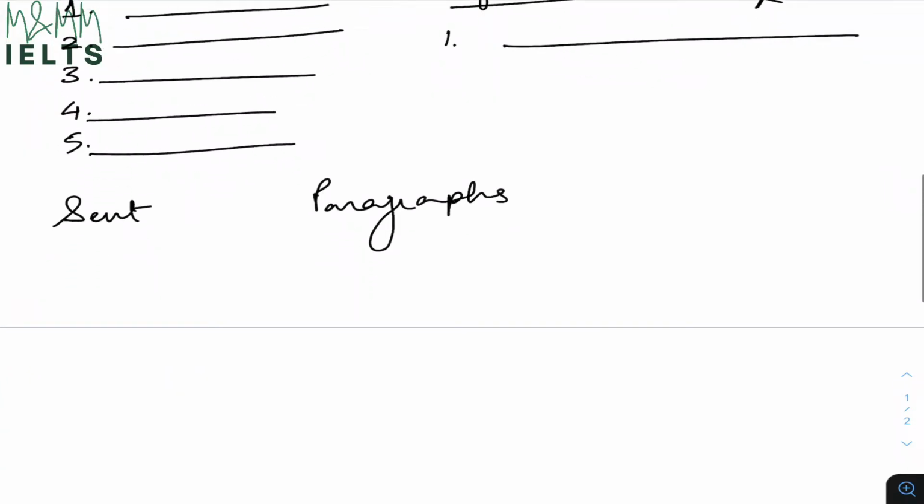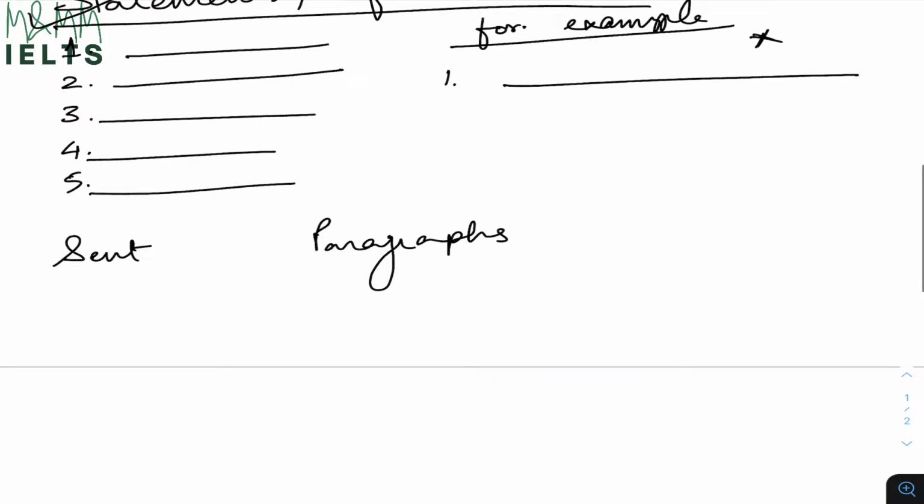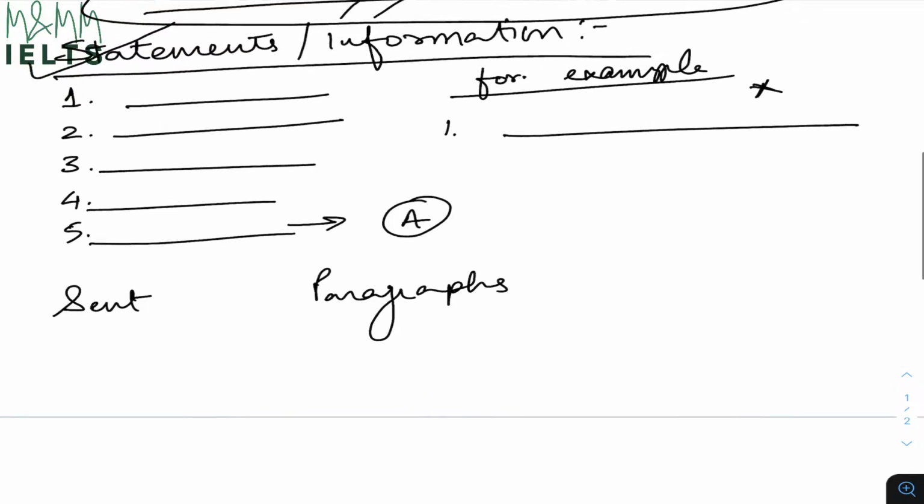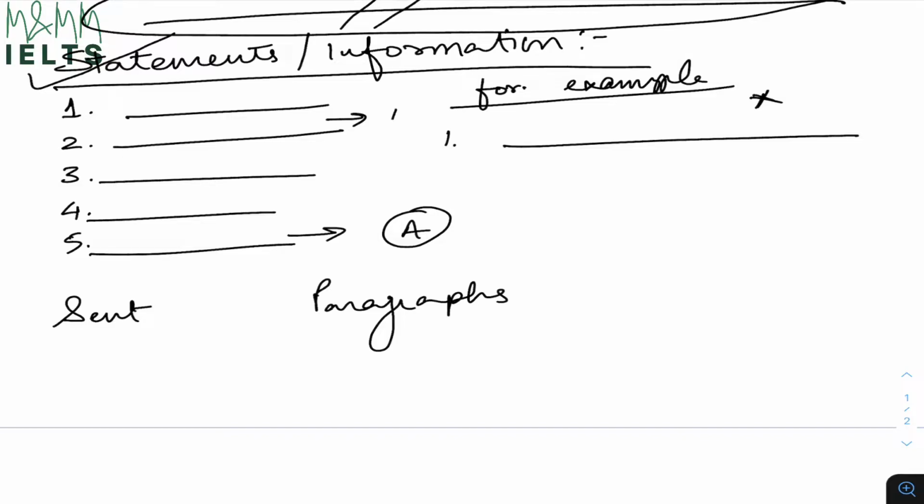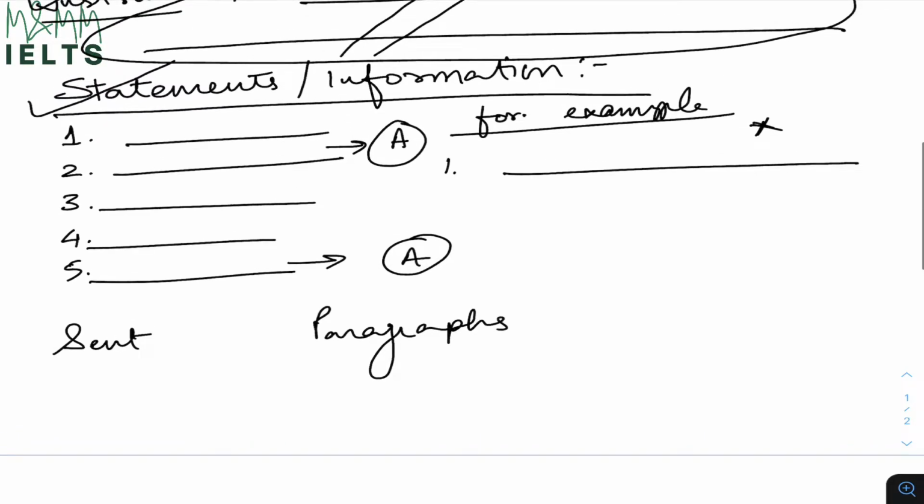Now, if they say that you can use one sentence more than once, or in more than one paragraph, that is fine. What happens is, let's say sentence number 5 is in paragraph A. Now, sentence number 2 can also be in paragraph A. This is what they are trying to say when they say you can use one paragraph more than once, or multiple times.